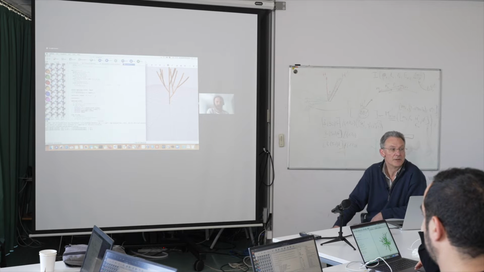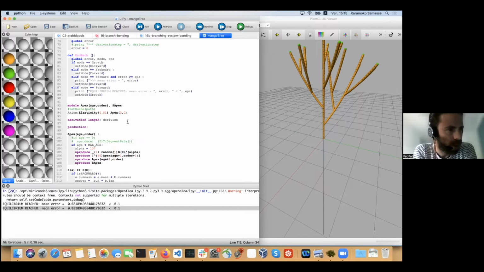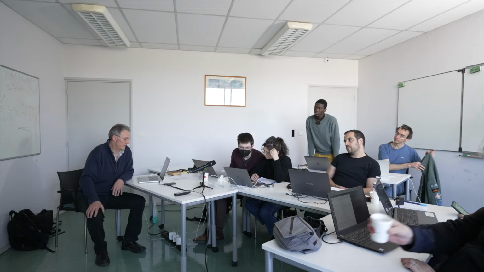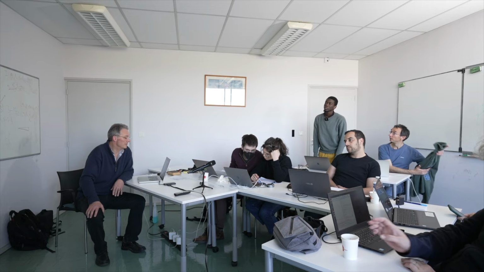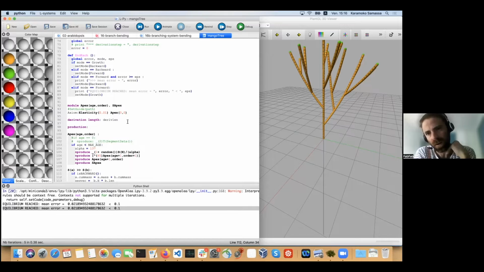Okay. I was also wondering, because in the process of growth, you can also model the fact that a plant is orienting its growth against gravity. So you have gravity perception and gravitropism. Yes, but... Yeah. So this will create the path, basically, of the tip.